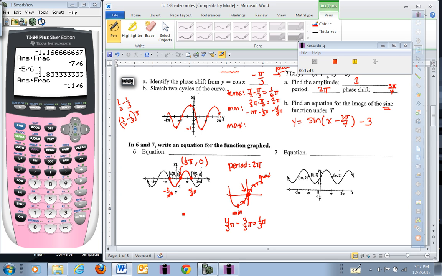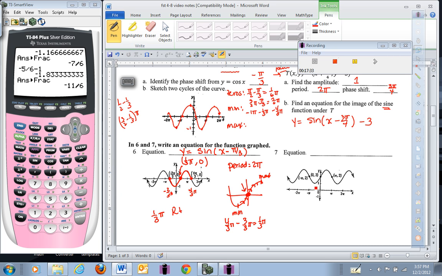So we just basically want to move this graph, this sine function, 1/3 pi to the right. So inside the grouping symbol, we're going to have x minus pi over 3. That's going to move it to the right. We're not moving the function up or down, are we? Now, when we get to number 7, we are moving the graph up or down.